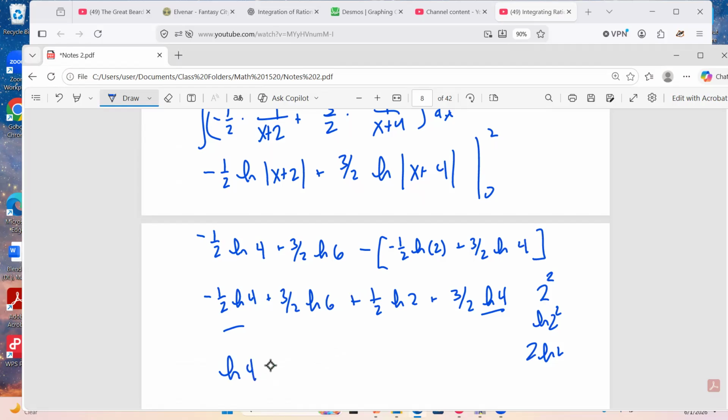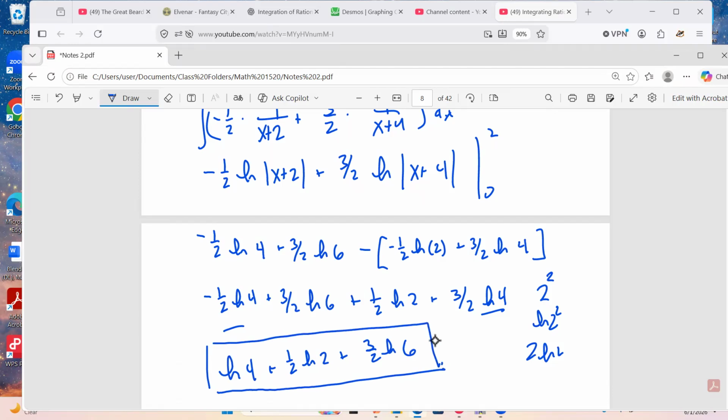Here we have plus 1/2 natural log of 2. And then plus 3/2 natural log of 6. There's nothing I could really do with 3/2 natural log of 6. I'm sure it's a delightful number. That's just where we are with this piece here, and that would be my answer for this problem right here.